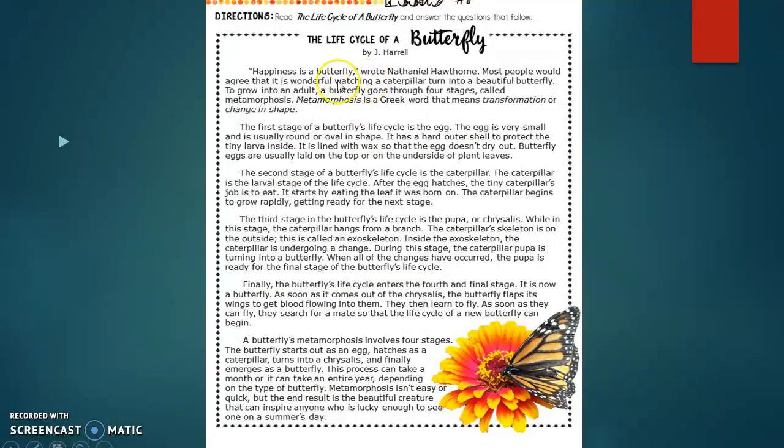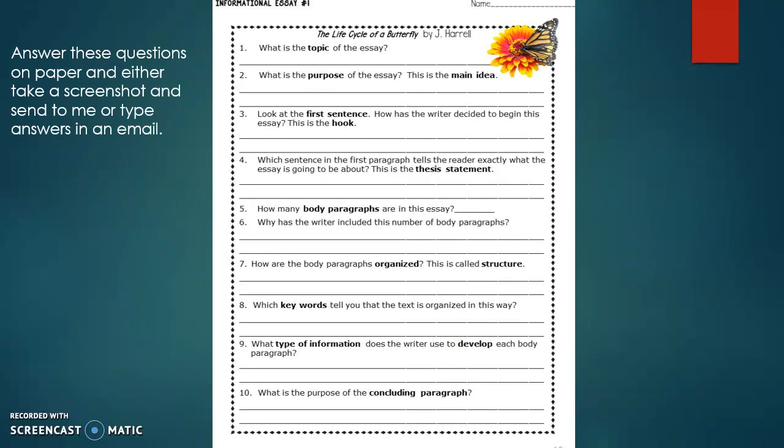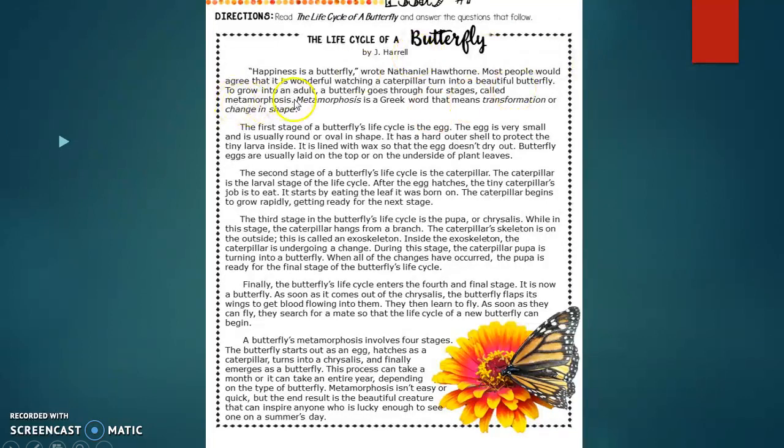So if you look back here, the first paragraph, "Happiness is a butterfly," wrote Nathaniel Hawthorne. Most people would agree that it is wonderful watching a caterpillar turn into a beautiful butterfly. To grow into an adult, a butterfly goes through 4 stages called metamorphosis. Metamorphosis is a Greek word that means transformation or change in shape. So, which sentence? The third one. To grow into adult, a butterfly goes through 4 stages called metamorphosis. This is what our essay is about. This is the thesis statement. It lets us know. And it kind of is a clue with the title as well.